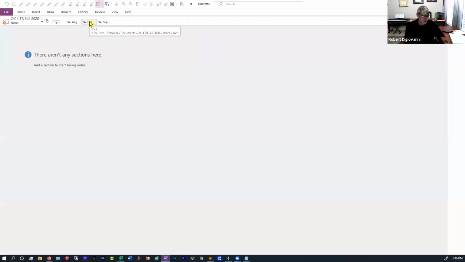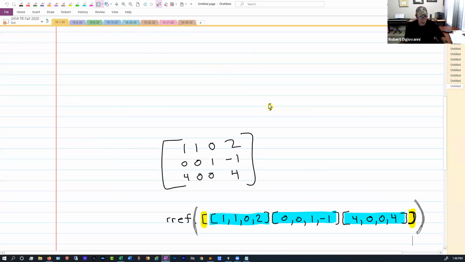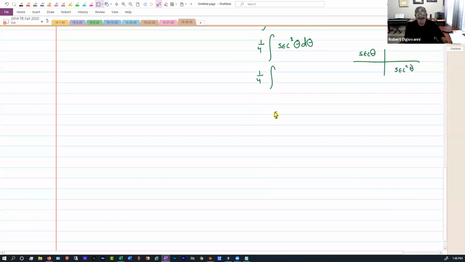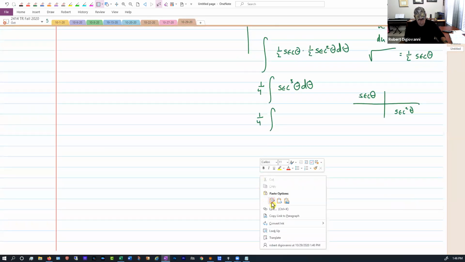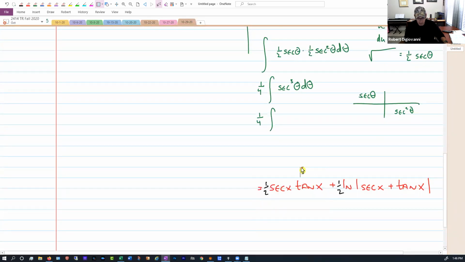Hey, this is a 1%er problem. It looks like I'm going to be able to do it. So I've got that in there. So I have a 1/4 out front. So this is going to become 1/8 secant x tangent x plus 1/8 natural log of secant x. Wait, it's secant.